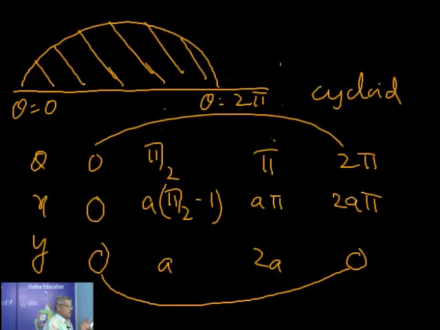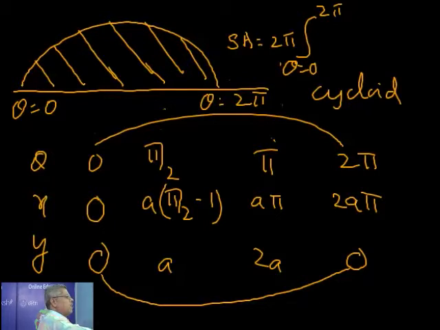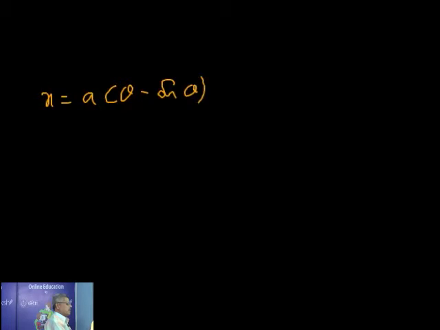The surface area of the solid generated is given by the formula 2 pi integral, theta varies from 0 to 2 pi, y into root of 1 plus dy by dx whole square dx. Only thing is, you must convert everything in terms of theta because we have taken limits for theta. Let us do it patiently. First of all, x is equal to a into theta minus sin theta. Let us find dx by d theta, that is a into 1 minus cos theta.